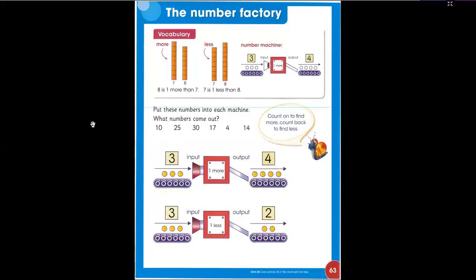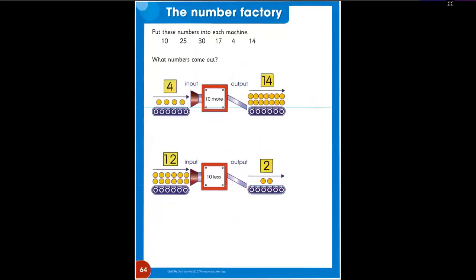Here they have given us, put these numbers into each machine. What numbers come out? If you put 10 in the input, one more, what will be the output? Who is going to answer? 10 plus 1 more. How much? 11. 11 is going to come out.